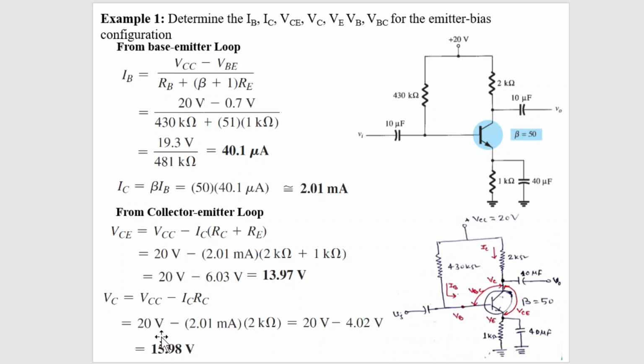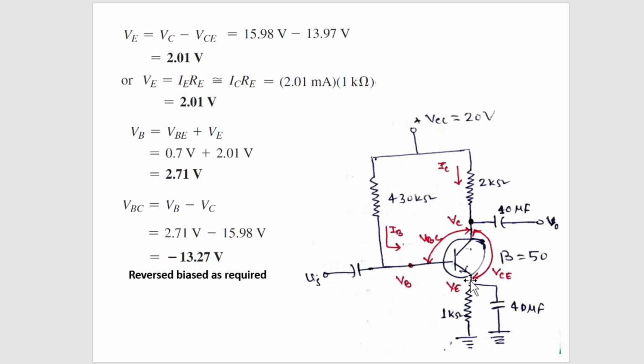Okay, that's all. Now if this VC is known, then one can find out VE, VB and VBC. This emitter voltage can be determined by two methods, because we know this voltage and we know this voltage drop. The collector emitter voltage drop is known, the collector voltage is known, so we can find the emitter voltage. We know that VCE is equal to VC minus VE, or VE is equal to VC minus VCE.